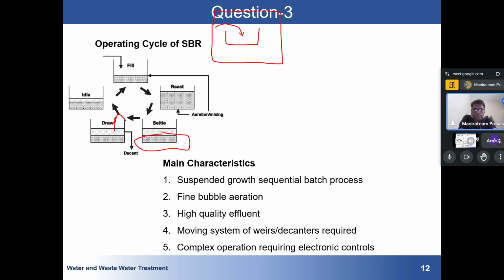A moving system of weirs and decanters is required. So this makes it very costly, because you have to mechanically move from one place to another. Complex operation requiring complex electronic control. You can imagine that you have to first fill this, then this, then this. So there is a requirement of proper maintenance.